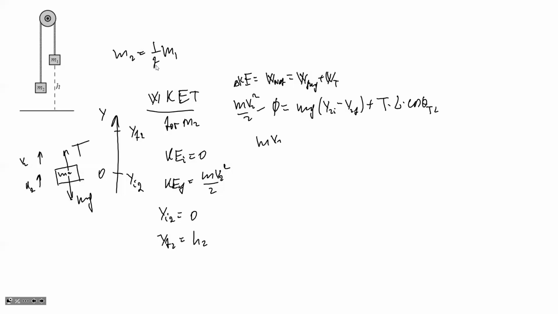So mv2 squared over 2 equals mg, well, 0 h, because it moves higher and higher and higher. Gravity does the negative work, but tension does positive work. Tension, distance, and this is 1, cosine of 0. Displacement also points up.